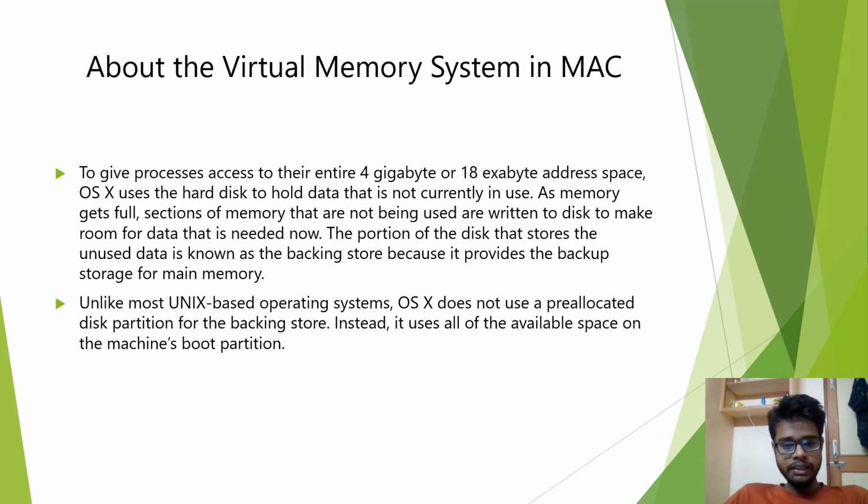OS X uses the hard disk to hold the data that is not currently in use. As memory gets full, sections of memory that are not being used are returned to disk to make room for data that is needed now. The portion of the disk that stores the unused data is known as the backing store because it provides backup storage for main memory. Unlike Unix-based operating systems, OS X does not use a pre-allocated disk partition for backing store. Instead, it uses all of the available space on the machine's boot partition.